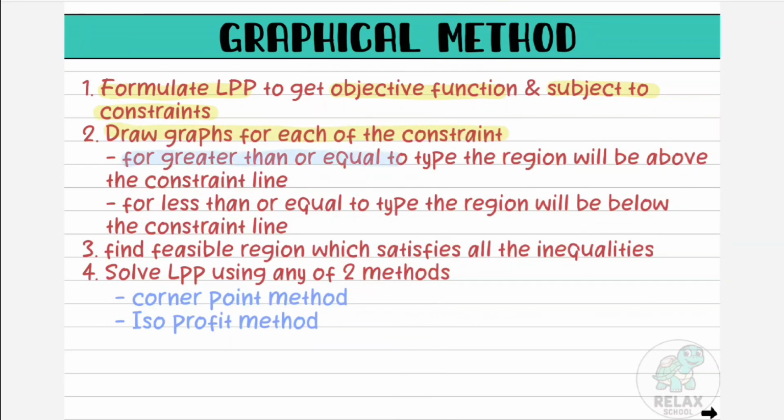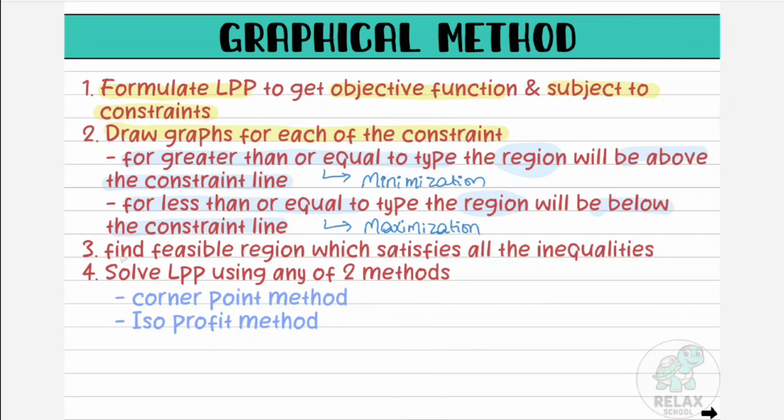For greater than or equal to type, the region will be above the constraint line. The greater than or equal to type is nothing but a minimization problem. For less than or equal to type, the region will be below the constraint line. Less than or equal to type is nothing but the maximization problems.